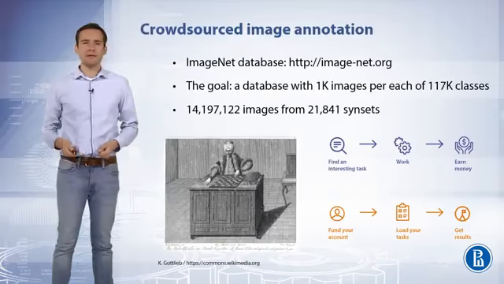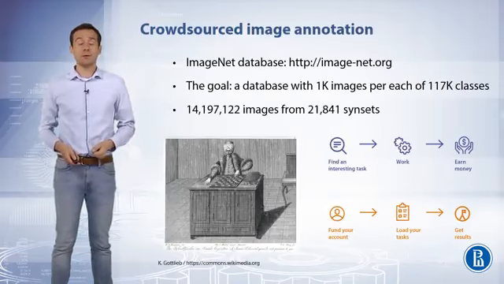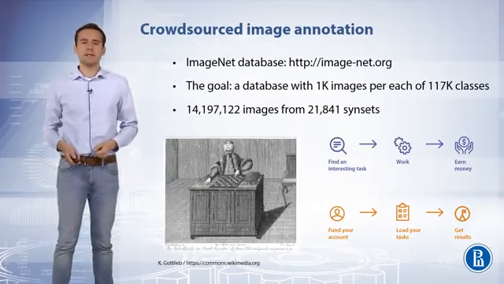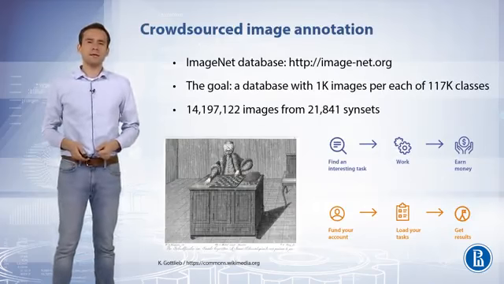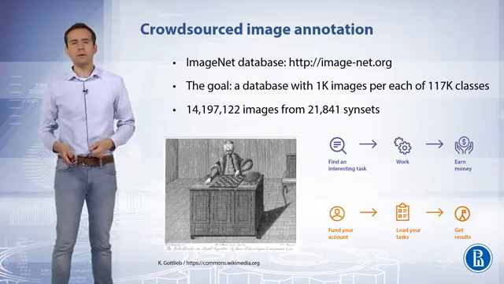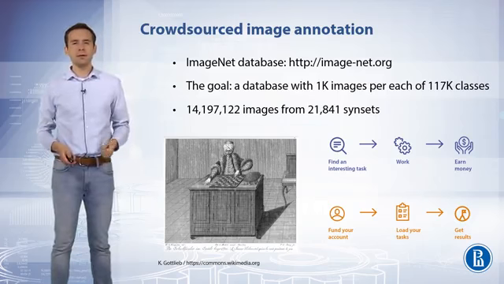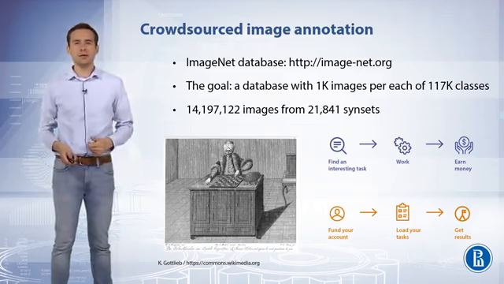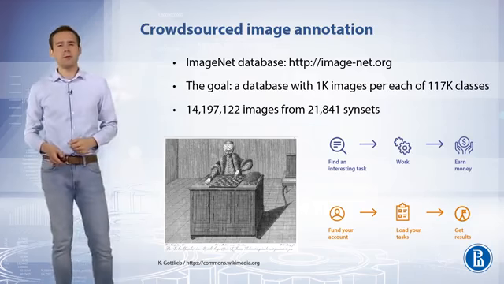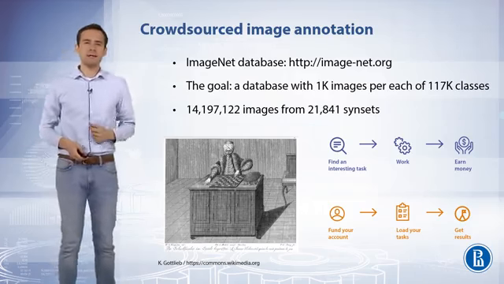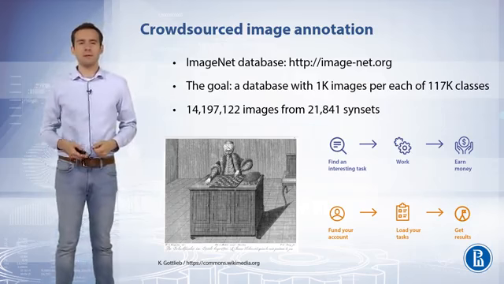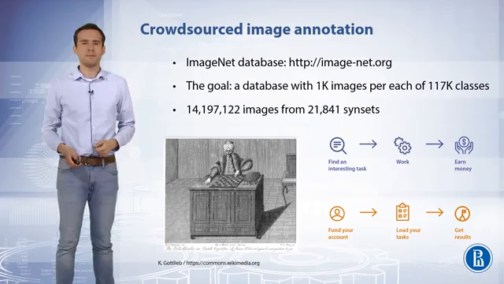Nowadays, the state-of-the-art database for classification problems is the ImageNet database. The goal when collecting this database was to create an image collection that would include at least 1,000 images for every known category. Currently, the collection features around 14 million annotated images from around 21,000 categories, with 1 million bounding box annotations.